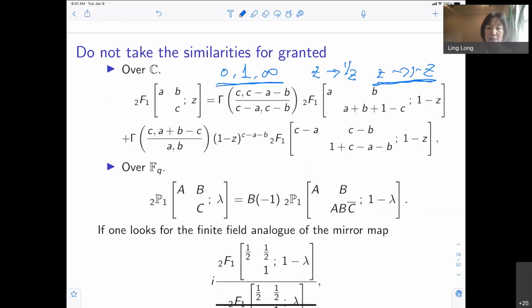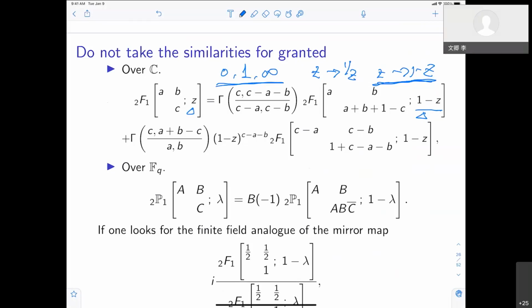This Kummer relation says if you start with 2F1 of a, b, c, and z, if you write it in a new variable, which is the analytic continuation from 0 to 1, what you will get is this particular 2F1 with a gamma factor, gamma of c minus a minus b, gamma c minus a times gamma c minus b. And there is another part over here.